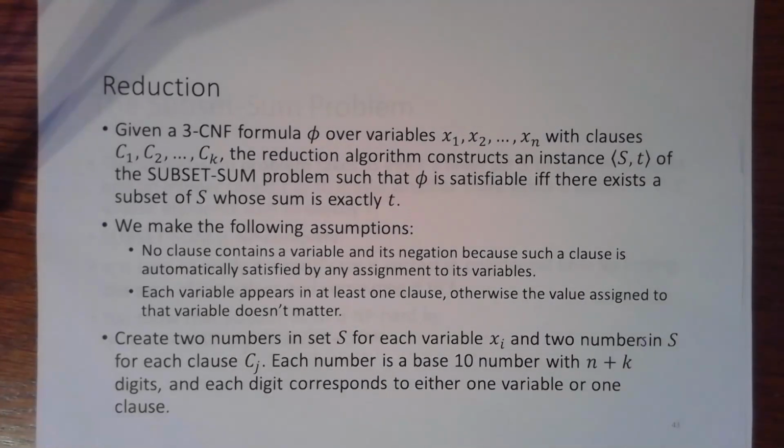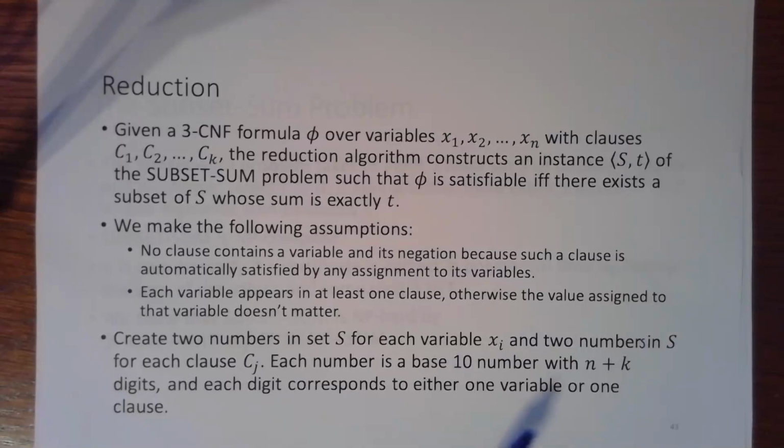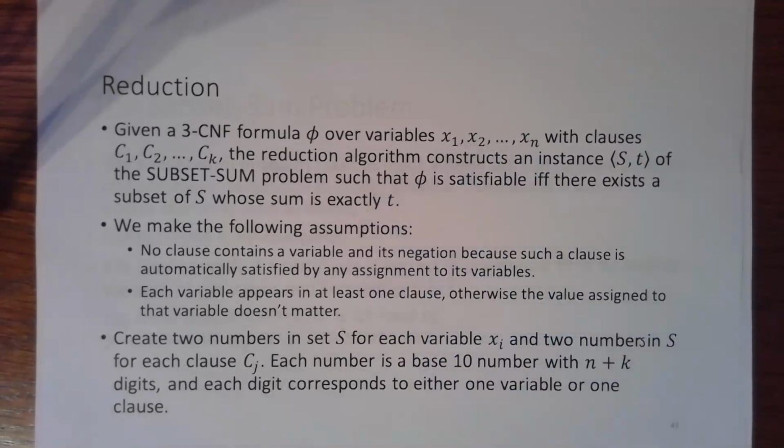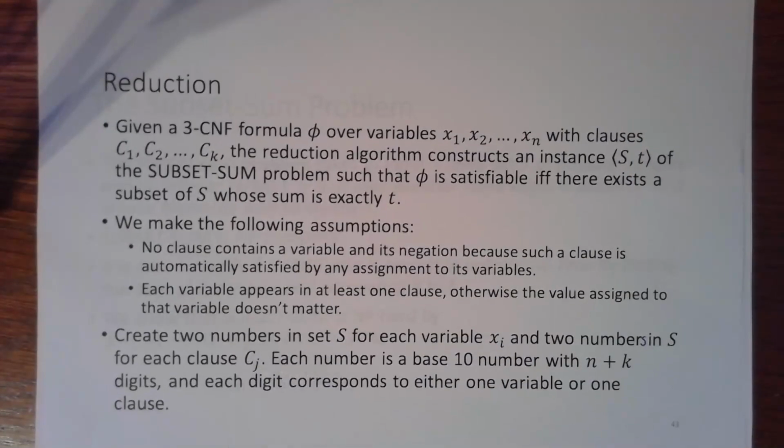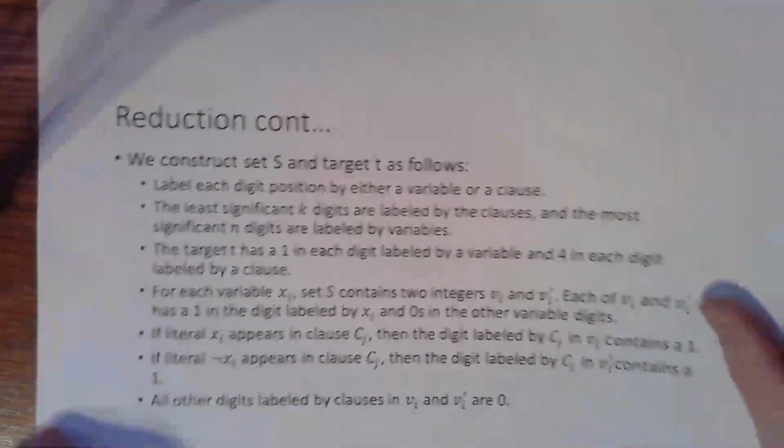Under those conditions, our general outline for this mapping is that we're going to end up creating two numbers in the set for each variable and two numbers for each clause, and they're going to be numbers in base 10 with n plus k digits. We'll see that's polynomial in the size of the input, and as long as we can create these numbers in polynomial time, that will be a polynomial mapping. So how are we going to create these numbers and the target value?